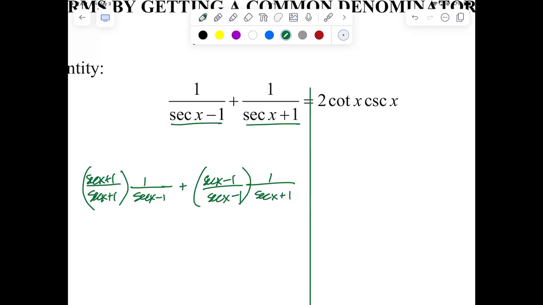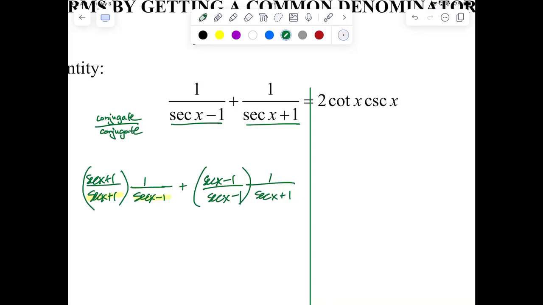Now this is kind of 2 strategies in one. The first strategy is combine terms by getting a common denominator. The second strategy is, how are secant x minus 1 and secant x plus 1 related? They're what of each other? You tell me. No. The square. They're conjugates of each other.